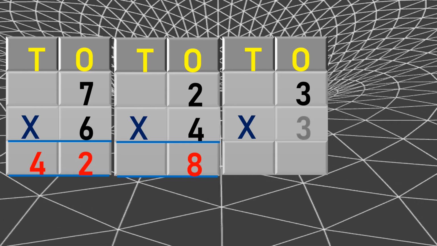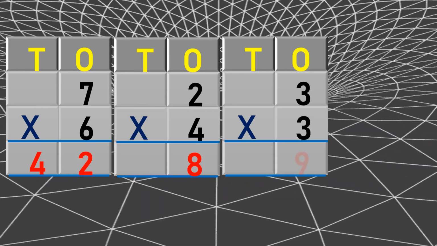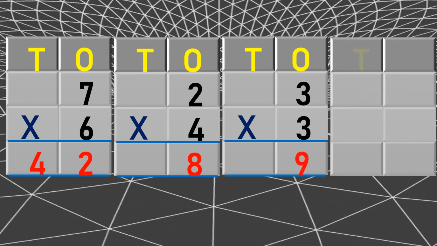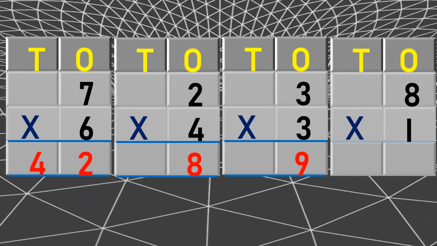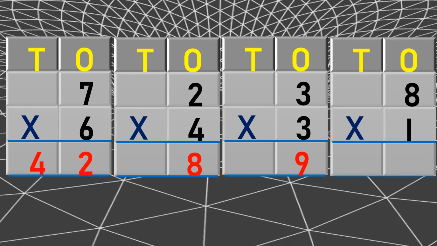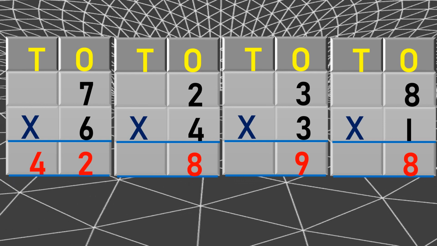3 into 3 says 3 threes are 9. 8 into 1. 8 ones are 8.